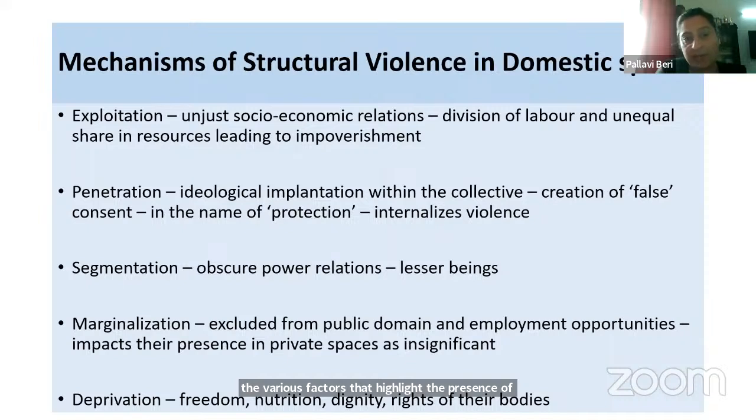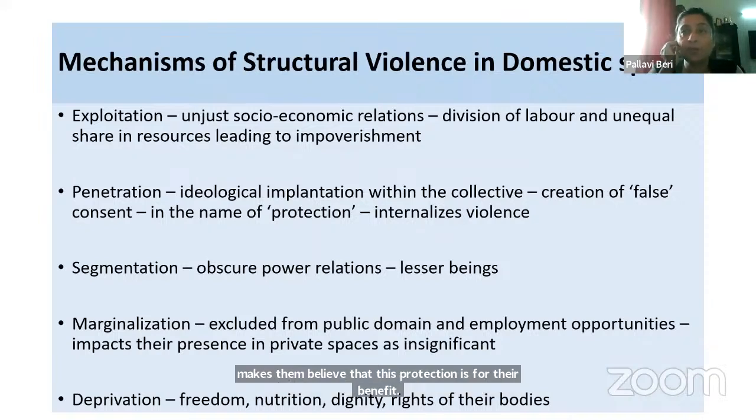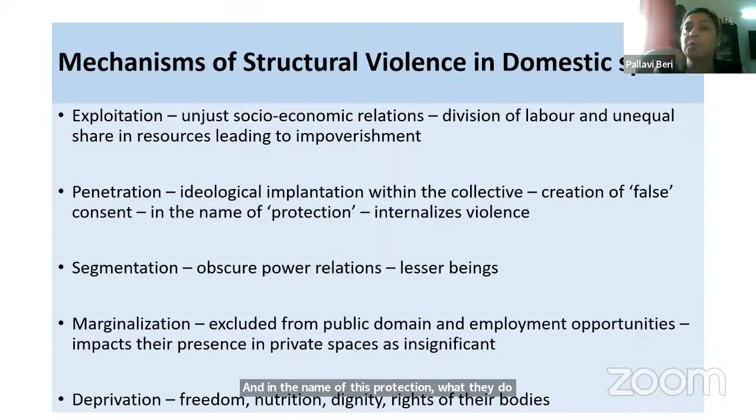So in the form of exploitation, there are unjust socio-economic relations, in terms of division of labor and unequal share in resources leading to impoverishment. Then there is penetration, which implies the ideological implantation within the collective, where women are made to believe that yes, they are in need of protection, and there is this false consciousness that makes them believe that this protection is for their benefit. And in the name of this protection, they internalize various forms of violence.